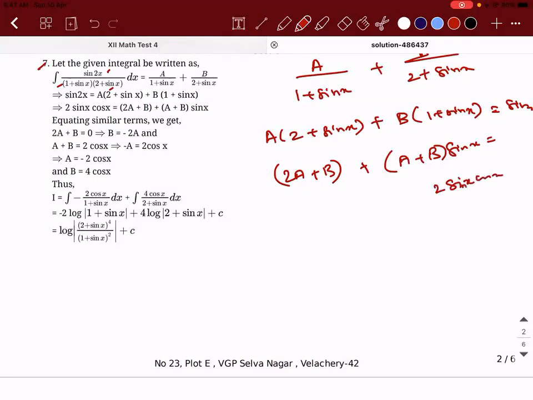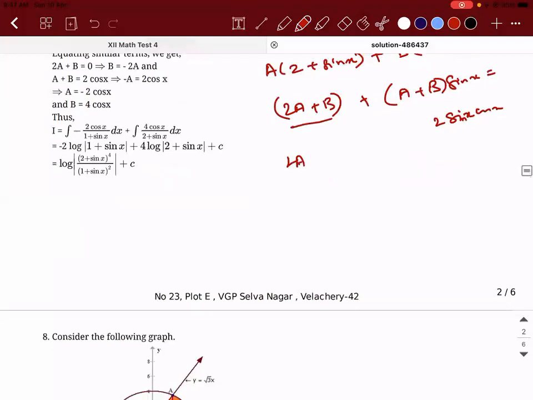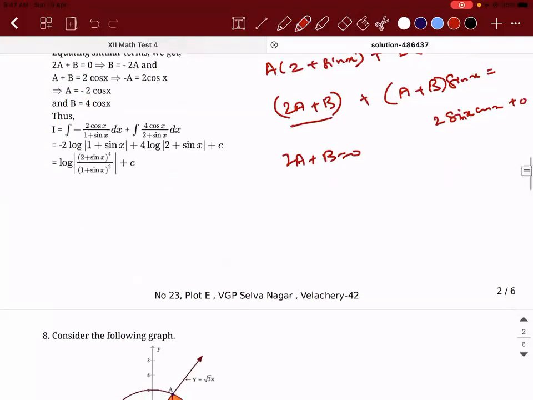So (2A plus B) plus (A plus B) sin x is equal to 2 sin x cos x. So I can say 2A plus B is 0 because there is no constant on the other side. Similarly, A plus B will be equal to 2 cos x. Then you can solve for it. This implies B is equal to minus 2A. Substitute it here: minus A equals 2 cos x, or A is equal to minus 2 cos x.